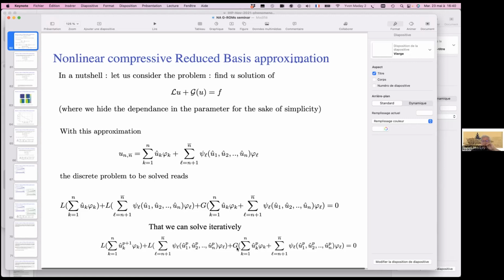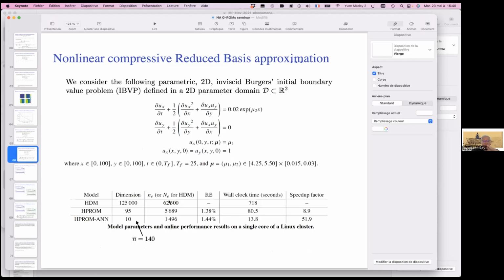Or use hyperreduction or something like that? No, we use hyperreduction, of course. The evaluation of G requires a hyperreduction. So you use both of them. Yes. And this is what appears here; this is the size of the hyperreduction.